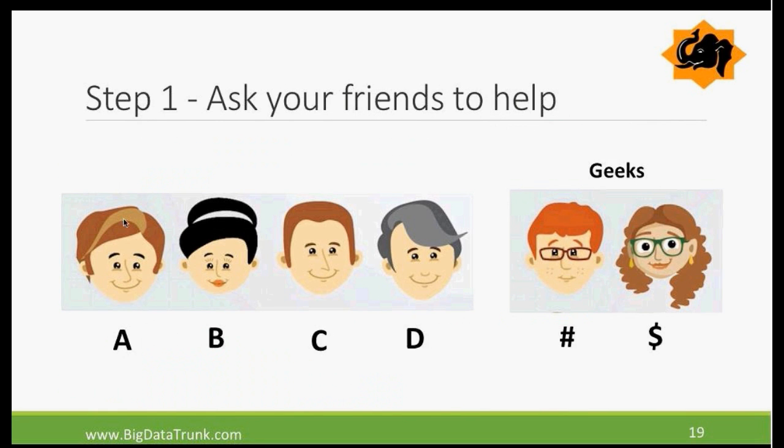Step one, always when you have a big task, you ask your friends to help. That's what friends are for. So that's our first step: we're going to call our friends to help. And typically when you have friends, there are two categories broadly. One is regular friends, and then I have some geeks. I've named the 4 regular friends A, B, C, D. And on the geek side, we have called them hash and dollar. They are numerical pies. They play with numbers, work with numbers, and that's why they are called the geeks. So these are the 2 categories of friends which we have called to help us with this problem of the deck of cards.